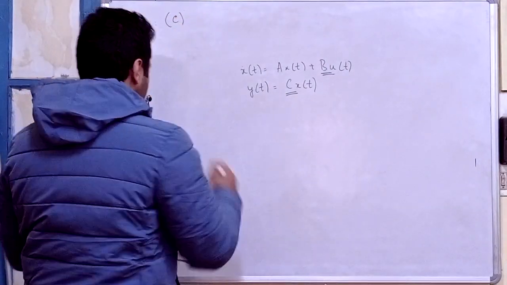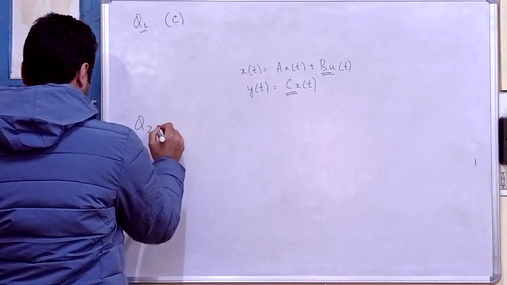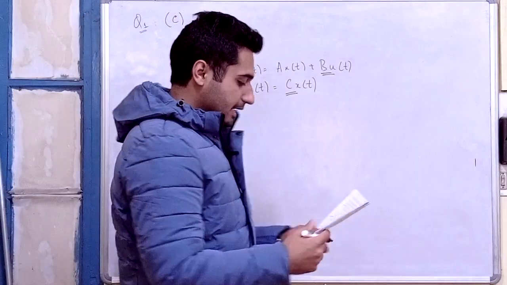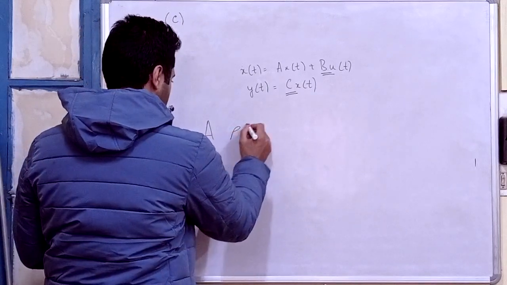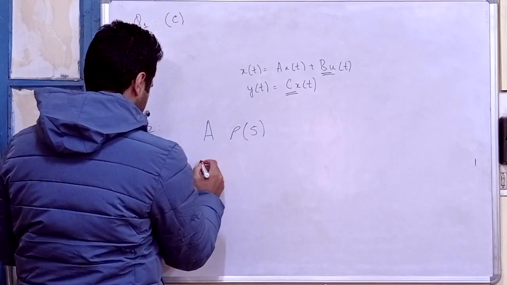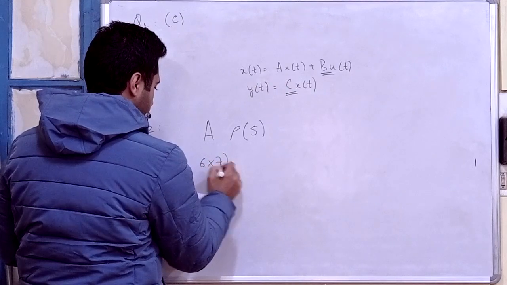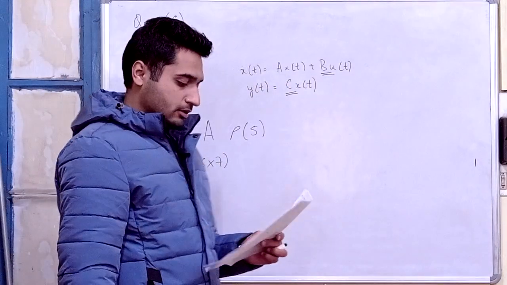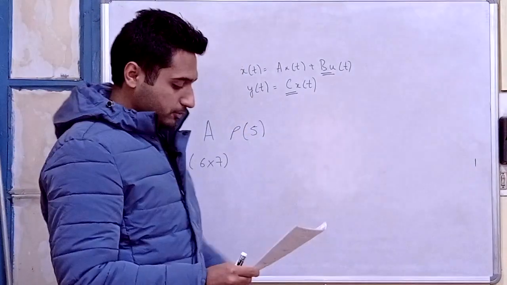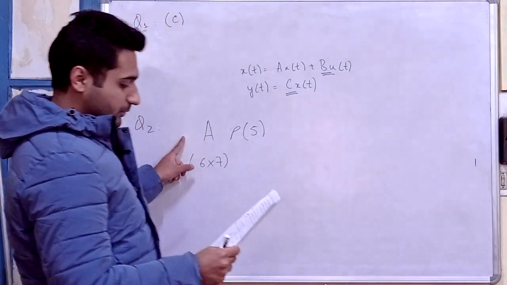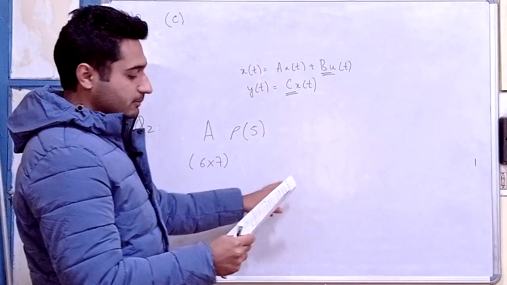Okay. So question two. Consider a matrix A, which has a rank of 5. And it's a 6x7 matrix. Okay, this is the information given. Then which of the following statements is correct? Option one says A will have 5 linearly independent rows and 5 linearly independent columns.